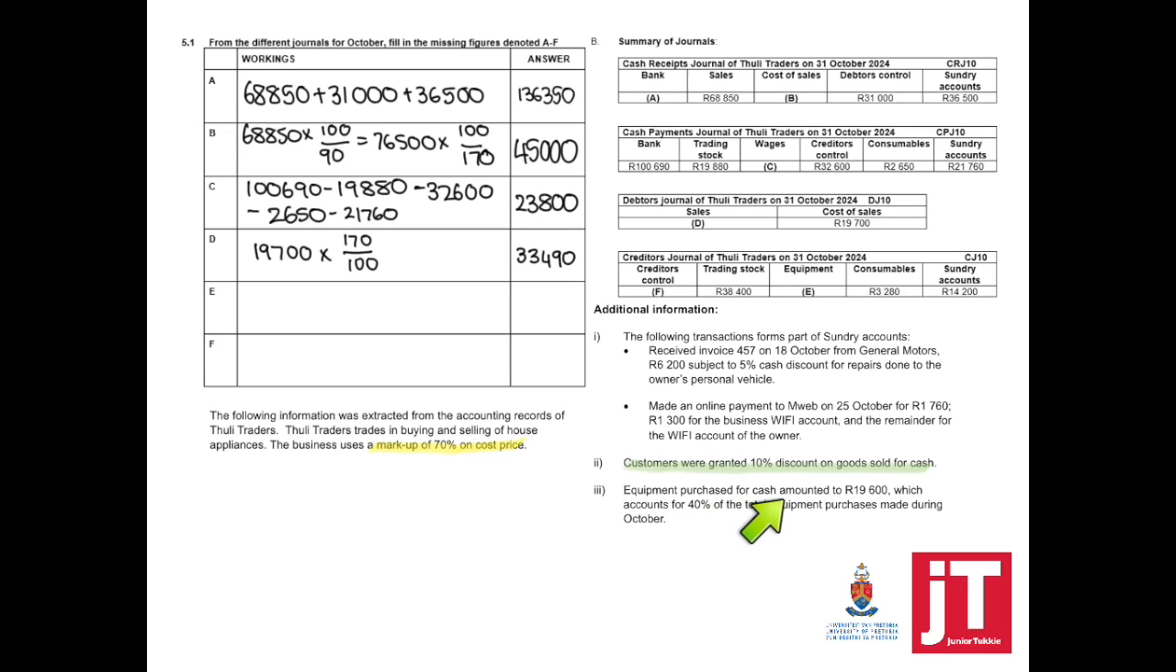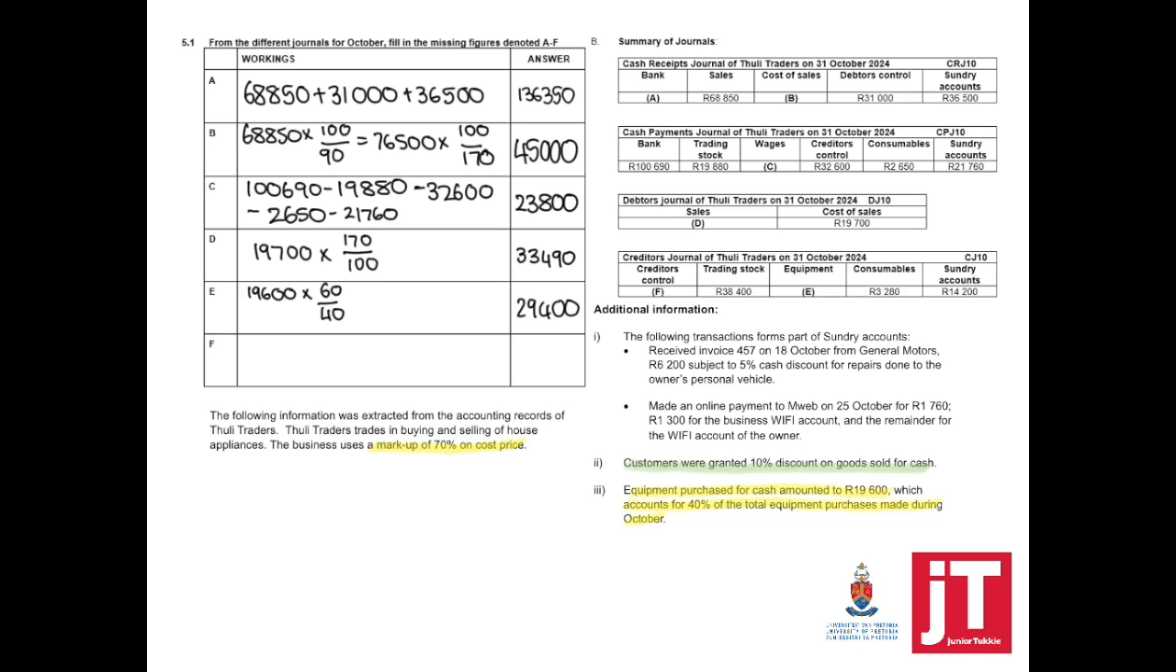Equipment purchase for cash amounted to 19,600, which accounts for 40% of the total equipment purchases made during October. So this is a little bit more challenging. So the first thing which is important to understand, it was purchased for cash and it consisted or amounted to 19,600.